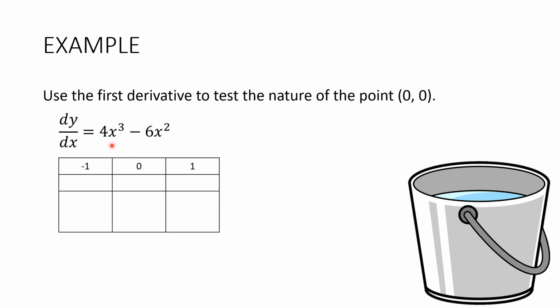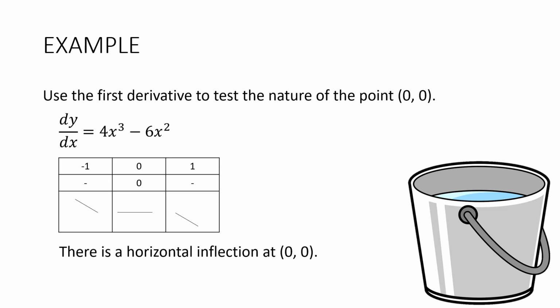Substituting the negative 1 in, we get negative 4 take away 6 is negative 10. 0 will give us 0. Substituting the 1 in, we get 4 take away 6 is negative 2. So we've got negative, flat, negative. It actually is a horizontal inflection.